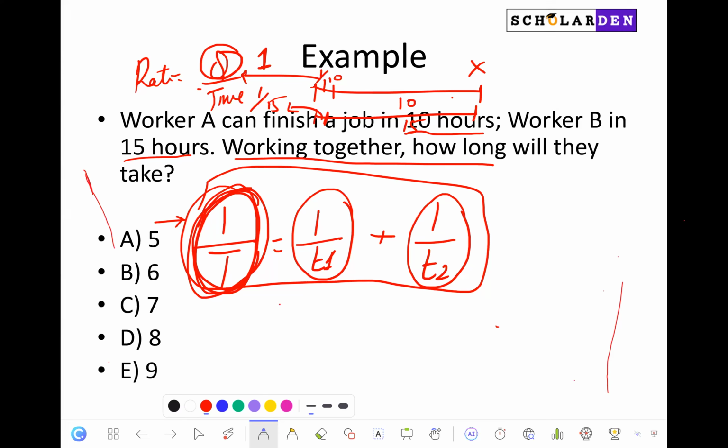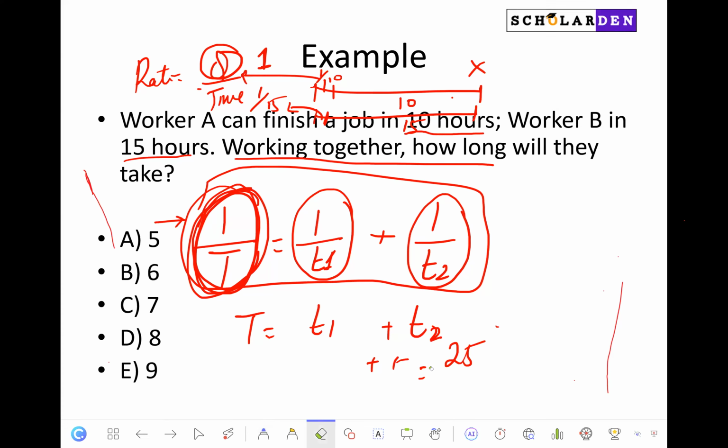Okay, why is it different? Because, for example, if you would do simply something like this, that would give you a wrong result. Why? Because that would actually mean that if I am joining workers A and B, now they're going to be taking 25 hours. Instead, what is actually happening is, because I am joining workers A and B, the time should be less.